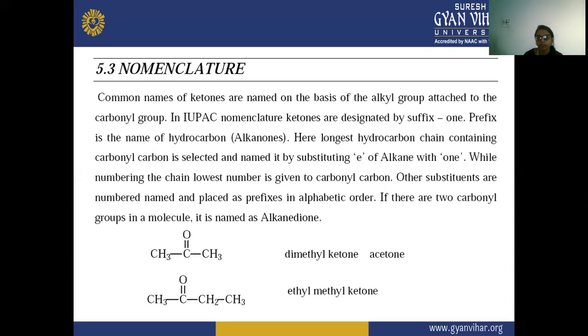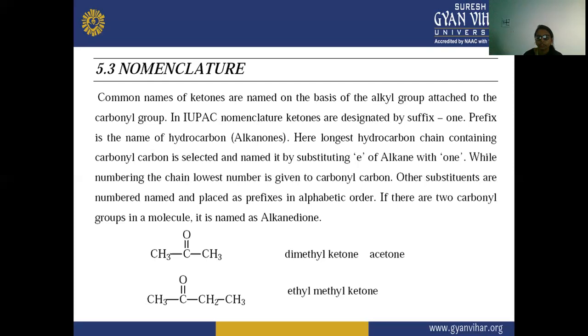So here we have to use the other substituents that are attached to this long chain. Then we have to number it accordingly, and prefix them in alphabetical order. If there are two carbonyl groups in a molecule, it is named as alkane dione.